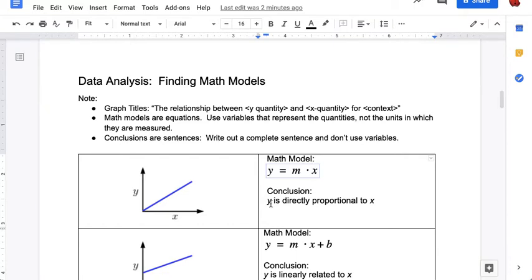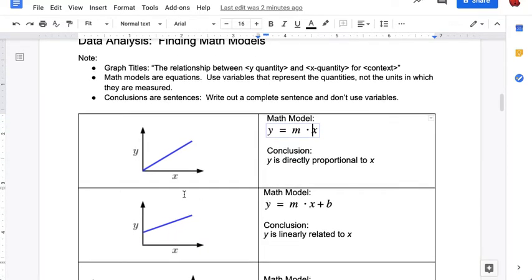Now, another possible result is that our data looks like this. We still have y and x and we get a straight line, but the intercept is not 0. So in that case, the math model is going to look a little different. The math model is going to be y equals m times x plus b. There's going to be an intercept on there. Okay? And if that happens, we cannot say that y is proportional to x. We say y is linearly related to x. All right? So our next example is going to be of a case where this is the kind of math model you're going to get.